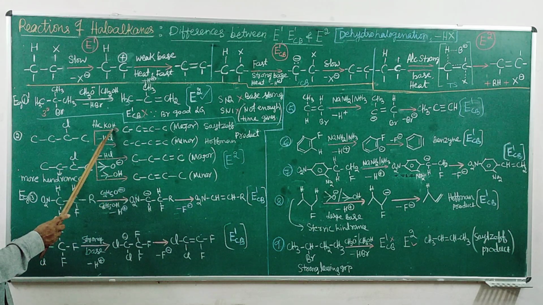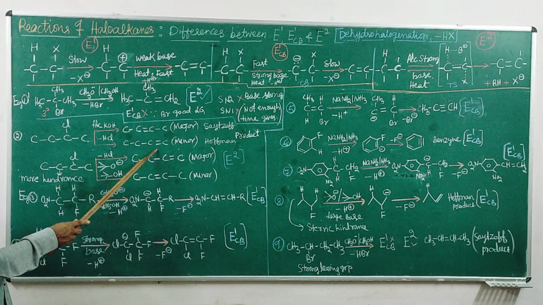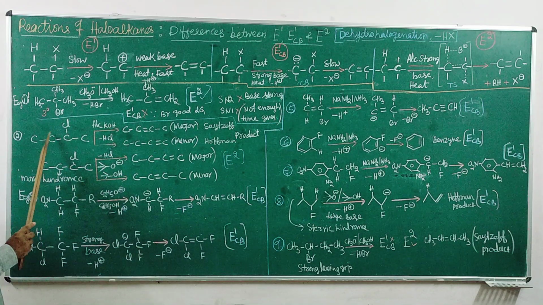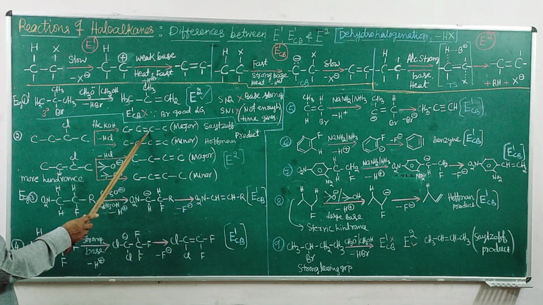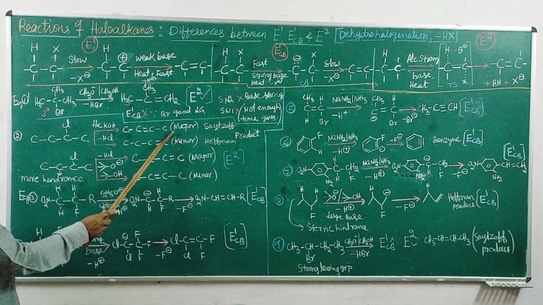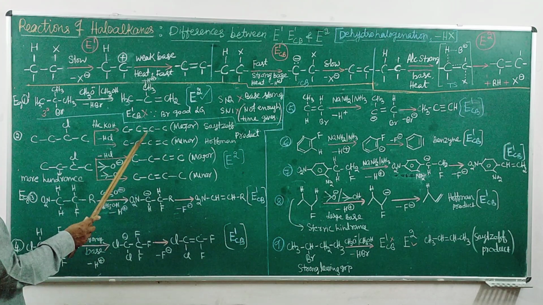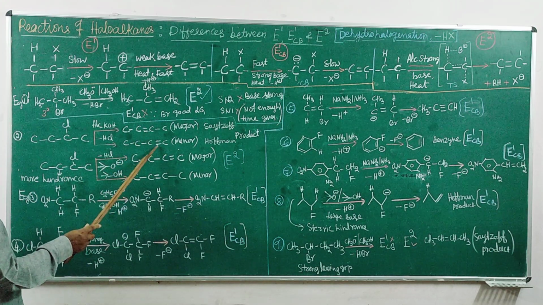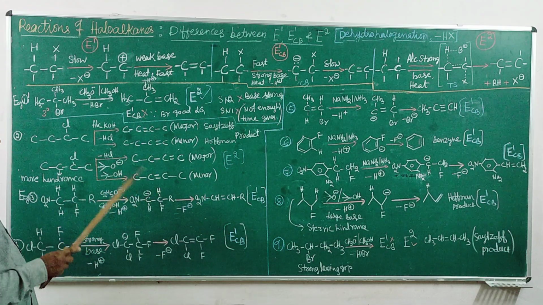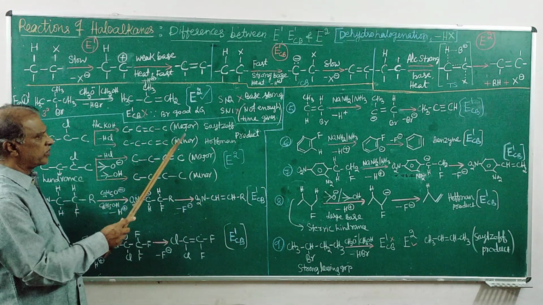So if this OH acts on this hydrogen, we get this. If this OH acts on this hydrogen, we get this. This is major, this is minor. This alkene is more stable, this alkene is less stable. But the product obtained during the reaction is a major product and a minor product.